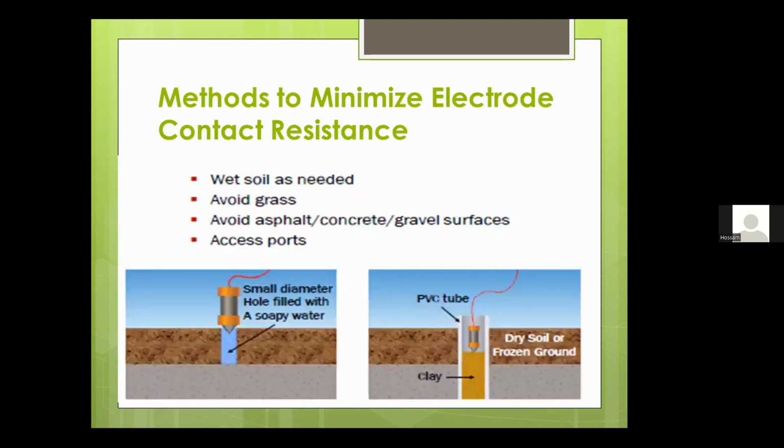Here are the methods to minimize the electrode contact resistance. We can use wet soil as needed. We can avoid any grass. We can avoid asphalt, concrete, or gravel surfaces. We can use access ports.